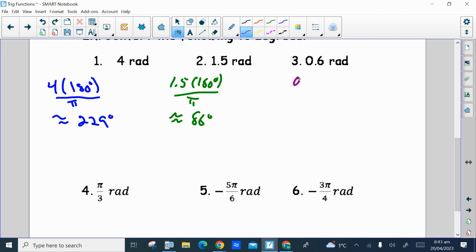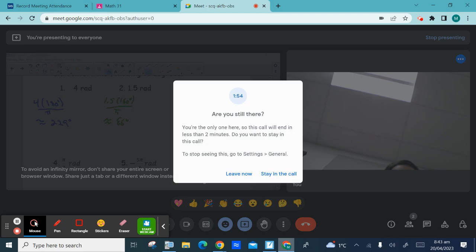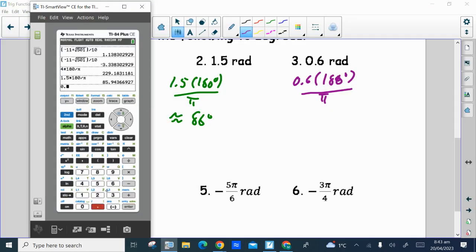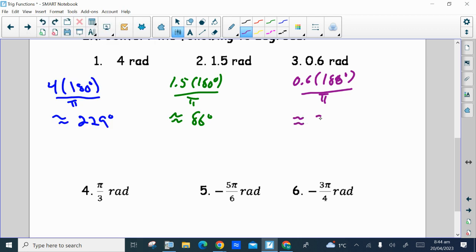And 0.6 radians will be 0.6 times 180 over pi, which is about 34 degrees. Okay, so we did some of this in 30-1.